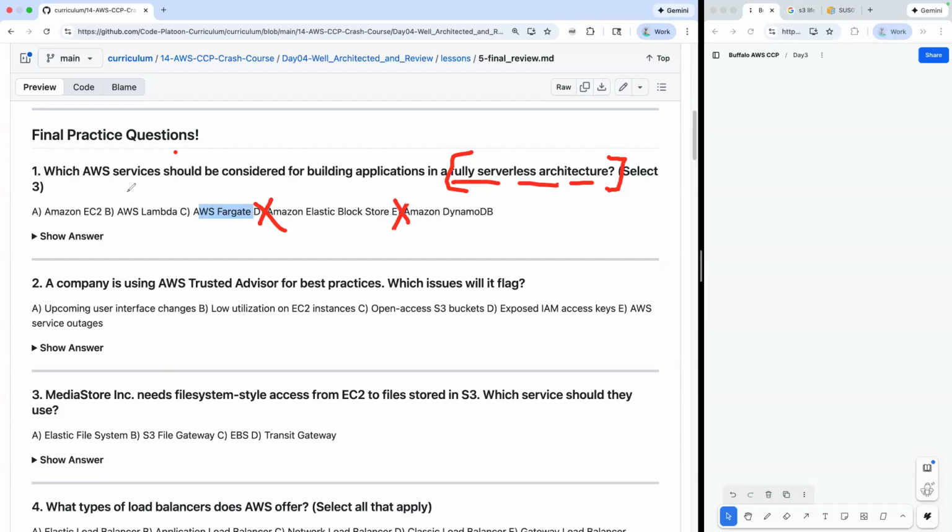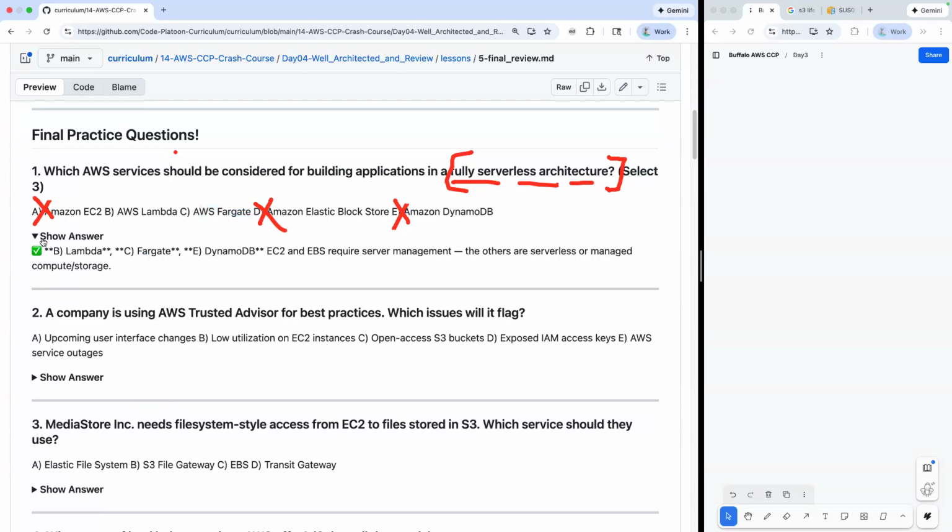And now I've got EC2, I've got Lambda, I've got Fargate. EC2 is the virtual server in the cloud, so I'm going to cross that one out. And now we're down to Lambda and Fargate. At this point, without knowing a lot about each, it's a bit of a toss-up. Let's look at the answer and then we'll explain why. So the answer here is B. Sorry, I got a little confused by how this answer was written.